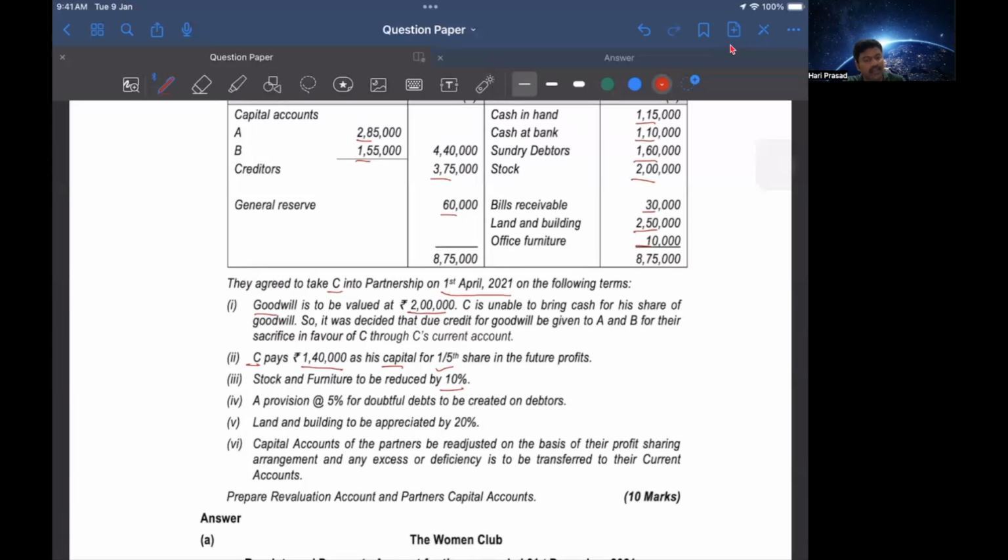The capital accounts of partners be readjusted on the basis of the profit sharing arrangement, and any excess or deficiency is to be transferred to their current accounts. That is, their capital account balance should be in their profit sharing ratio. Any amount in excess of the ratio should be transferred to current account.